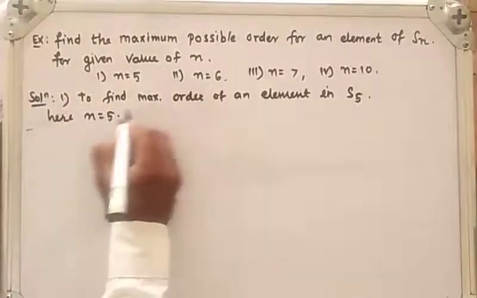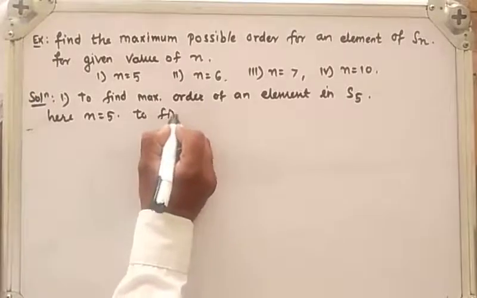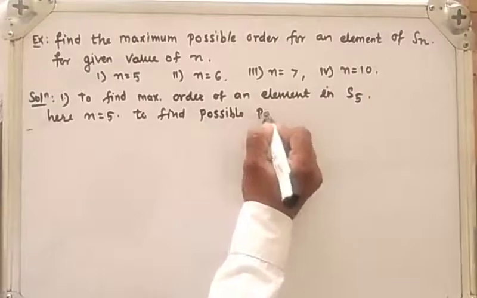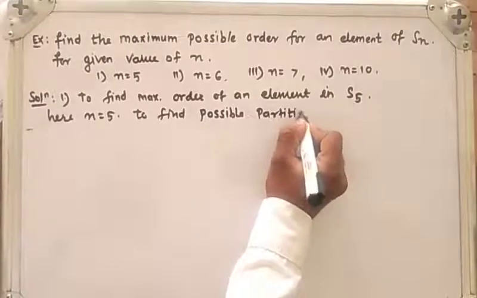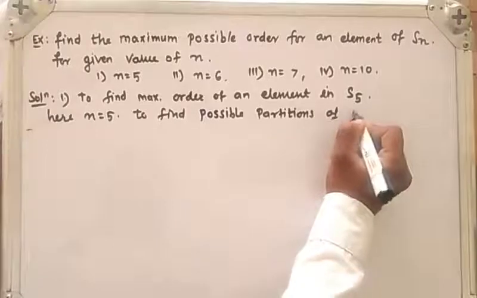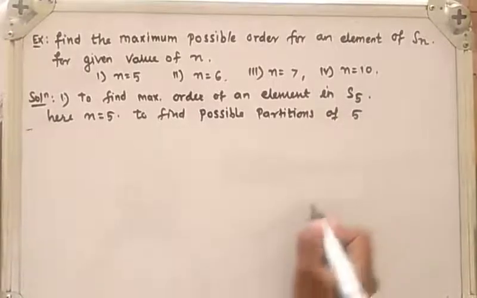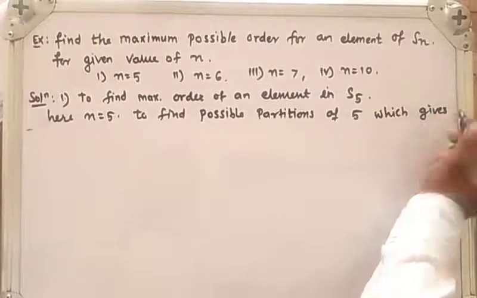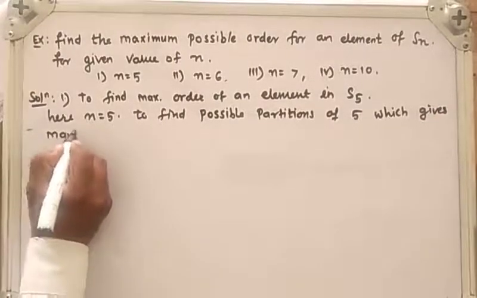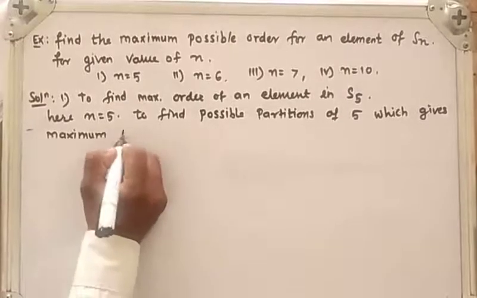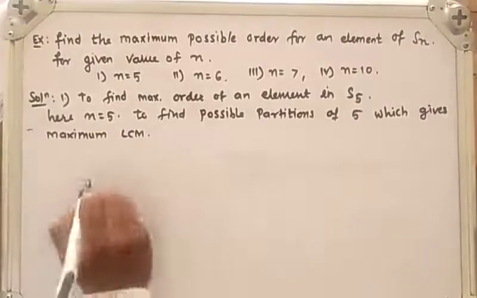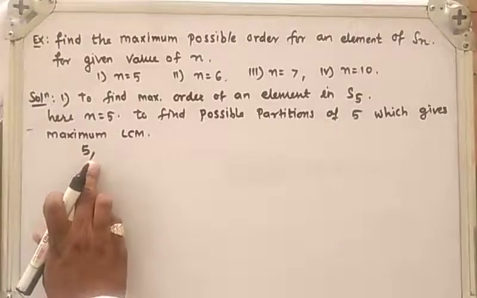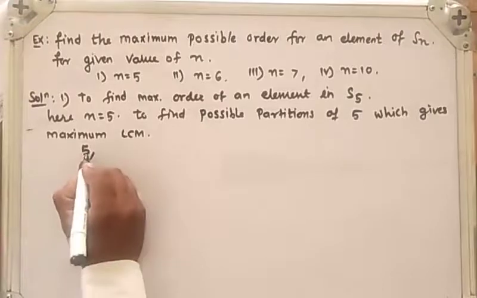So let us find the possible partitions of 5 which give the maximum LCM. So I will write 5. So 5 is the first partition, meaning the numbers whose sum is 5.